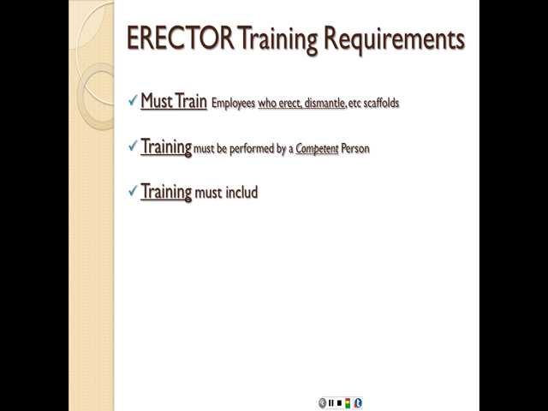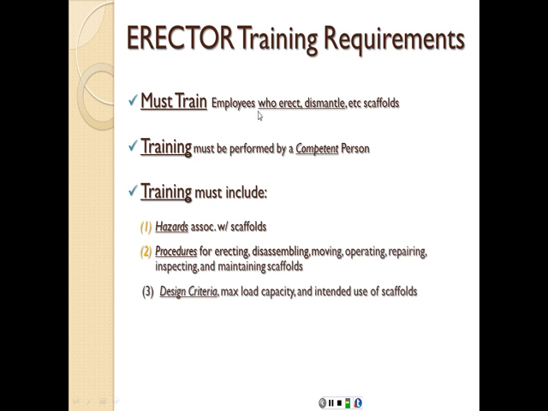The erector training requirements. You must train the employees who erect or dismantle scaffolds or maintain them. Training must be performed by a competent person. Training must include the hazards, procedures for erecting, and the design criteria. What's the maximum load capacity? When should it be inspected? How is it going to be braced? And so on and so forth.